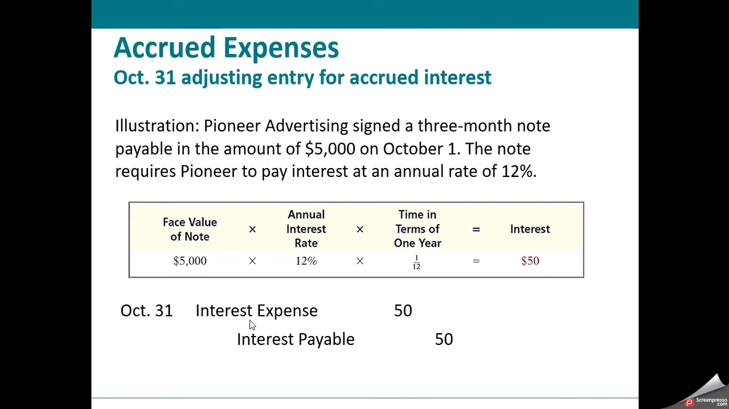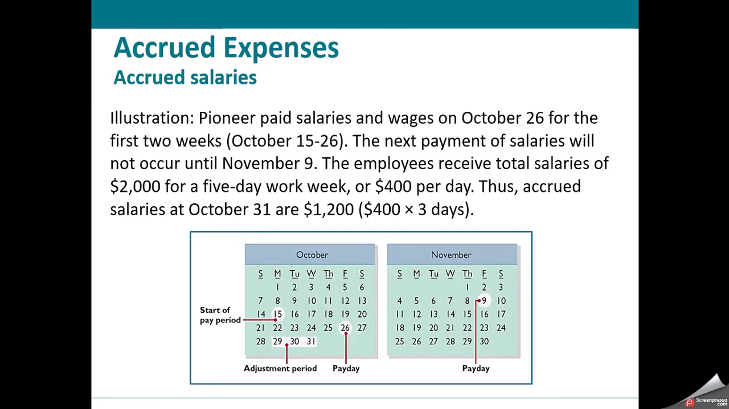And then we'll debit the interest expense for $50 and we'll credit an interest payable. And we'll do that every month for those 3 months. So when this note ends up being due, we not only owe the $5,000, but we will owe $150 in interest, 3 months times that $50.